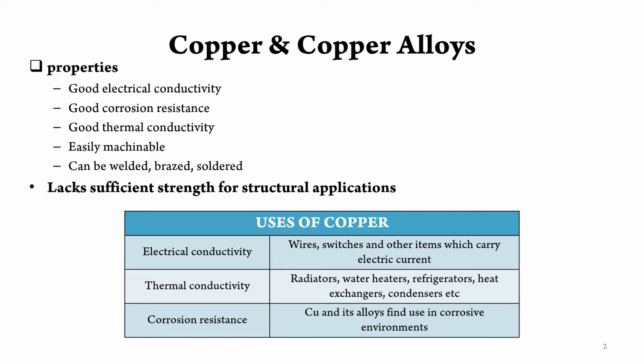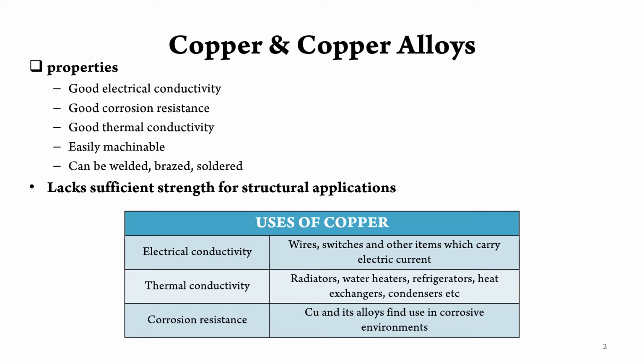It's a good electrical conductor. It has good corrosion resistance. It has good thermal conductivity. It is easily machinable. It can be welded, brazed, and soldered. But the problem is that it cannot be used for structural applications like construction. So what are the uses of copper?